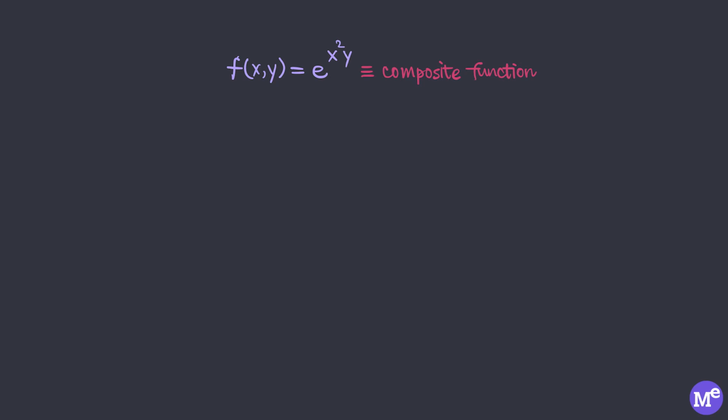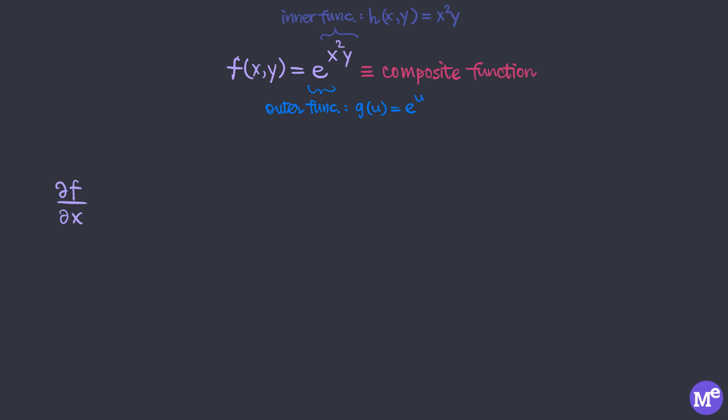This two-variable function f is a composite function. The outer function is the exponential function, which is a single variable function. The inner function is x squared times y, which is a function of two independent variables x and y. This is what makes f a multivariable function. So, how do we compute the partial derivative of f with respect to x?